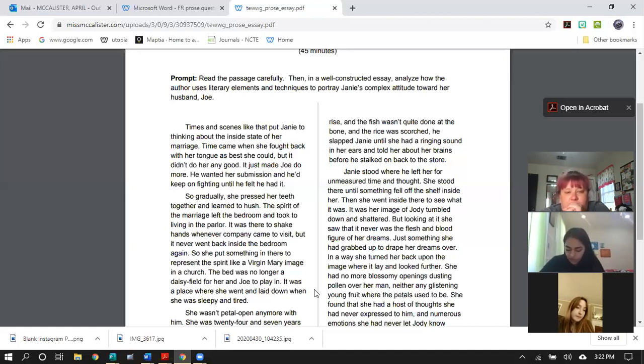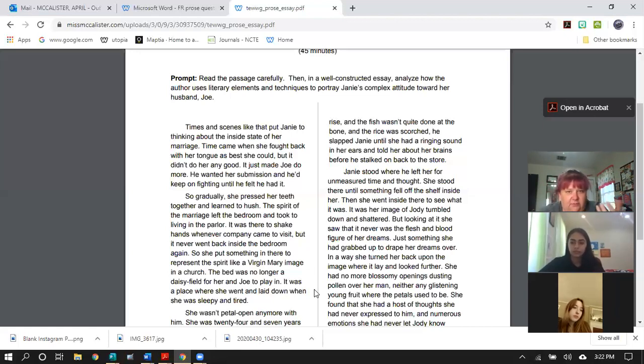One of the ones I said was when she pressed her teeth together and learned how to hush. Mm-hmm. And then when he slapped her face. So those are both physical images, right? I don't know the word for it, but you know what I'm saying. You think of the act of teeth being pushed together tight. It's almost like a grimace. And him slapping her is obviously physical. So those are both images of the physical tension or angst between them, right? It almost has an aggressive feel to it.